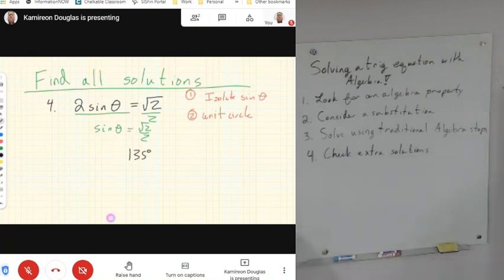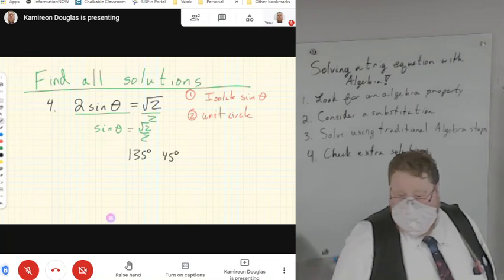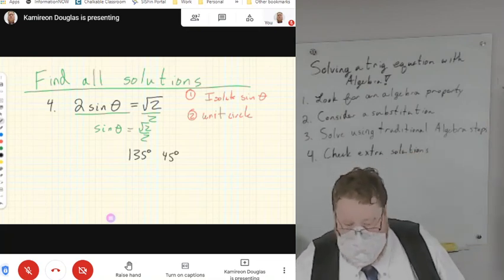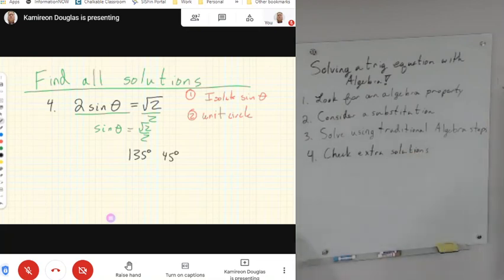135 and 45. Do you need the radians? For this section, almost everything will be done in radians. So, to give the two answers: pi over 4 is one, and 3 pi over 4 is another. So just radians will work.